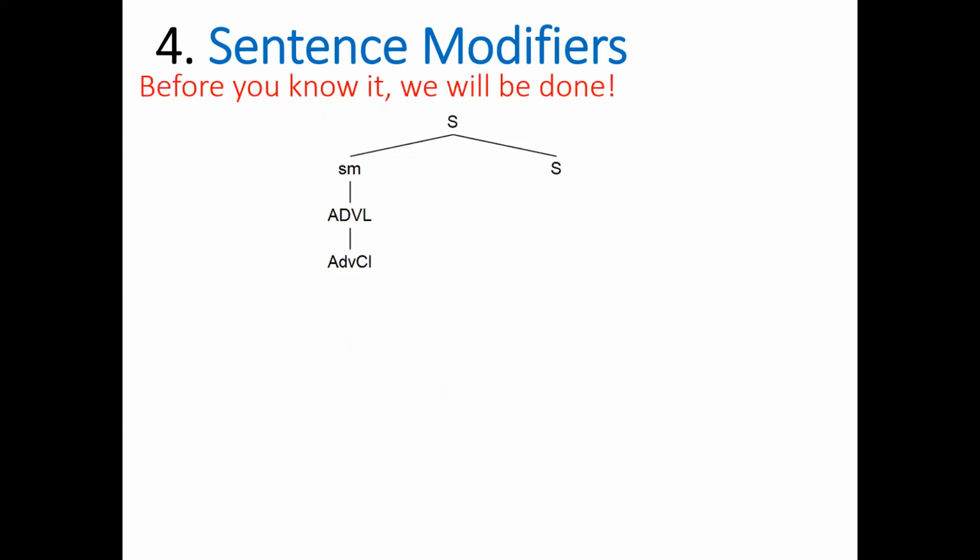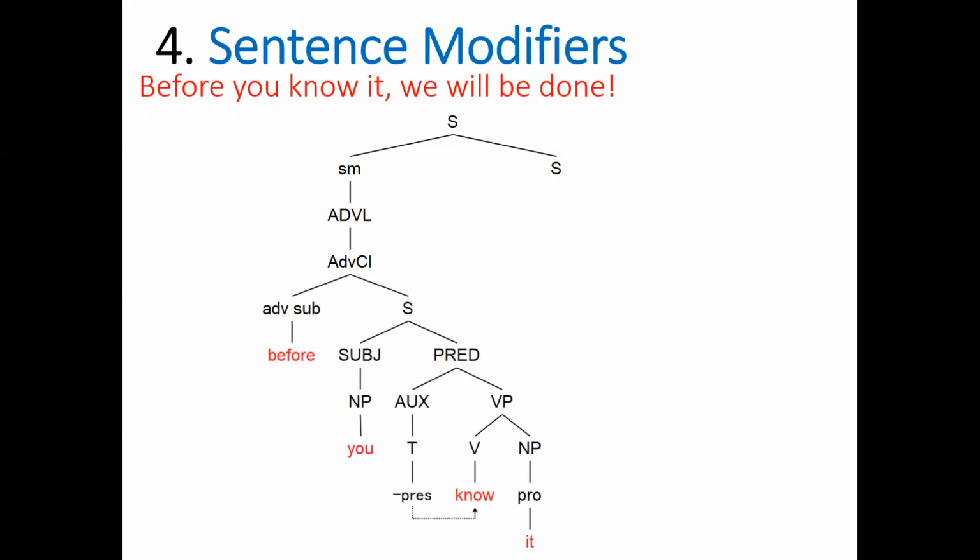So how about an adverbial clause in sentence initial position? As you may have guessed, the same pattern holds. In the sentence, before you know it, we will be done, and I really mean it this time, there is an S followed by an SM to account for the clause before you know it, from which we elaborate the adverbial clause to produce a sentence. We then move on to develop the subordinating sentence or clause as follows.